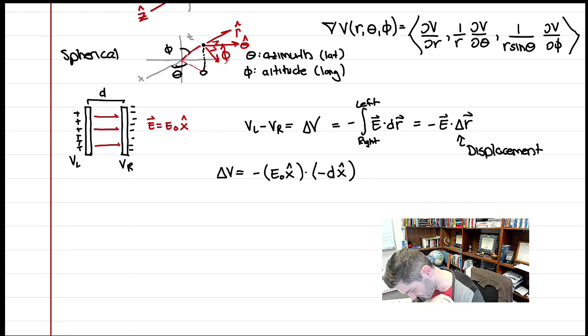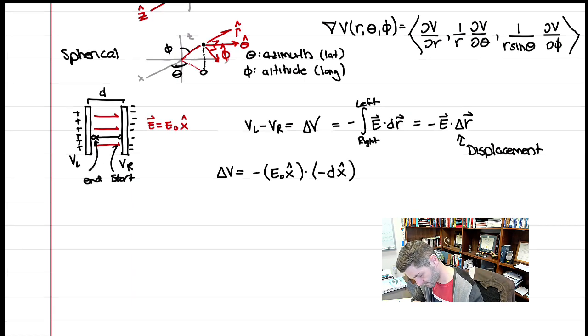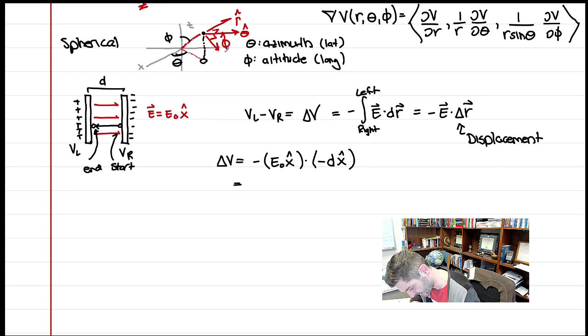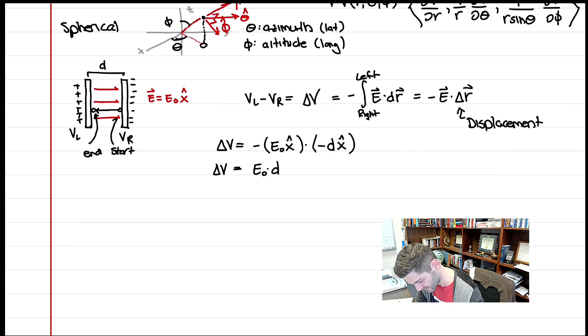So I essentially have drawn a path where I start here and then end here. And notice I am going against the electric field. Now it looks like the negatives cancel. It looks like it's E naught times d, then I have x hat dotted with x hat, which is just 1. So delta V is E naught times d.